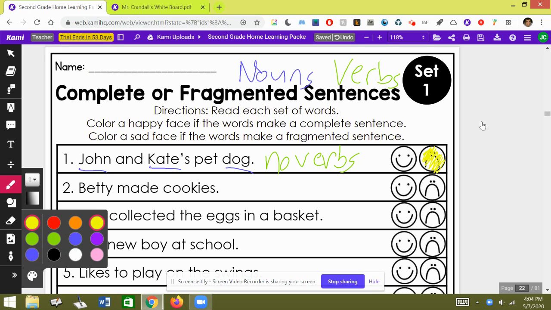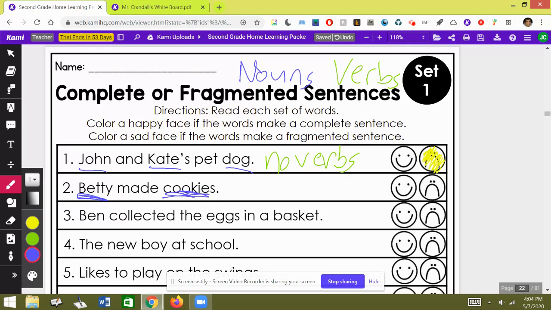Betty made cookies. Now, Betty is a person, so she's a noun. Cookies are a thing, so that's a noun. And made. Made is what you do. It's something you do. So it looks like they have nouns and verbs. That means that it is a good one. Ding, ding, ding. Yes, it is a complete sentence.